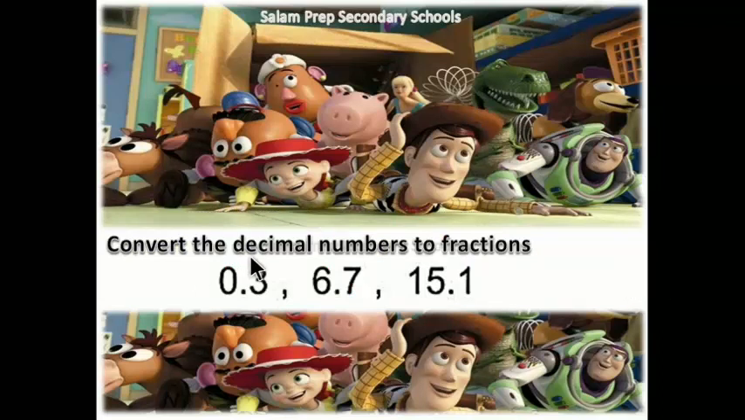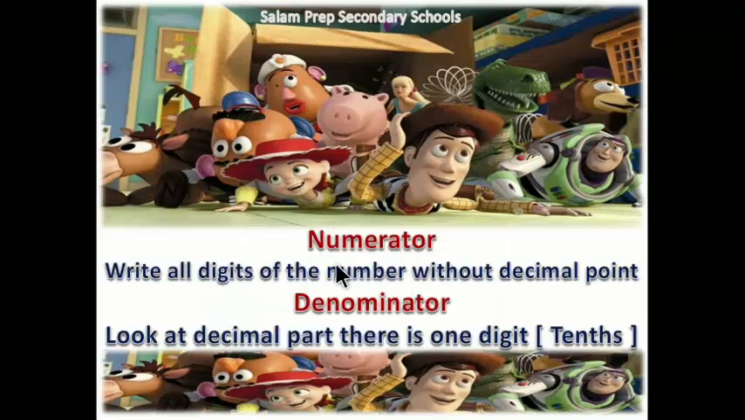Convert the decimal numbers to fractions. Now we have decimal numbers. We need to write decimal numbers in the form of fractions. To write the numerator, please write all digits of the number without the decimal point. For the denominator, look at the decimal part. There is 1 digit, tenths.